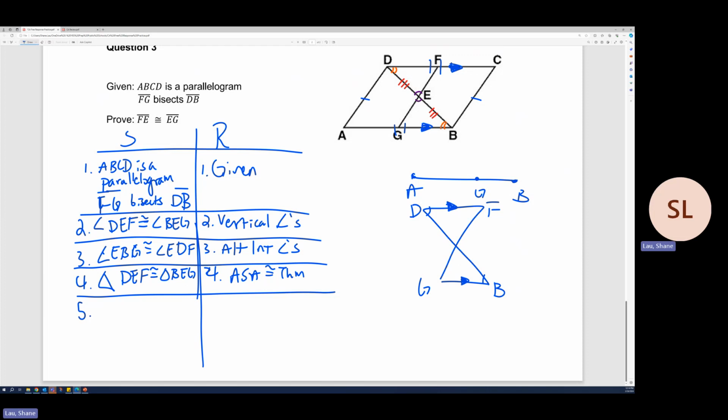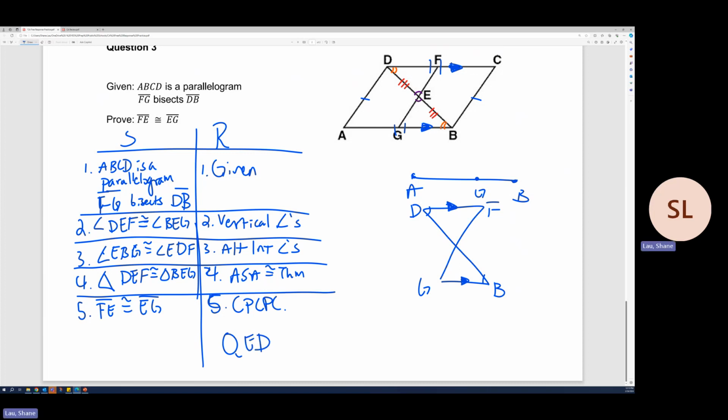And so finally, now that we've been able to say that those two are congruent, we can say that FE is congruent to EG. And that's going to be because of CPCTC. That is the end of our proof.